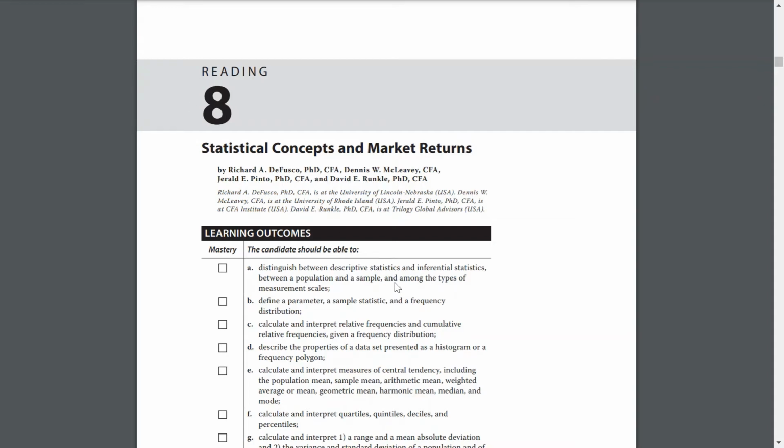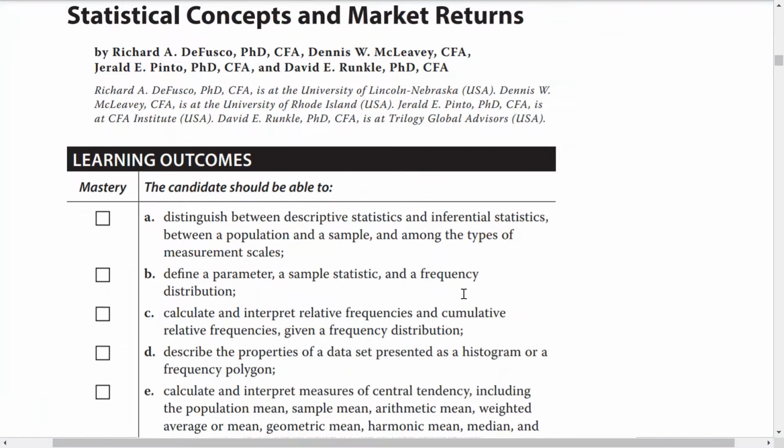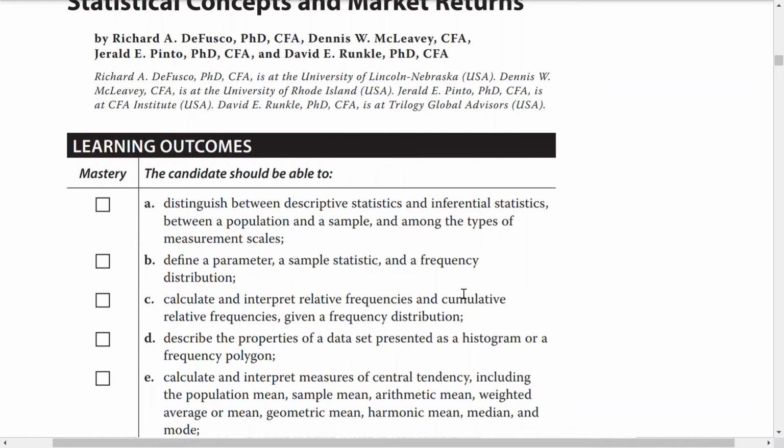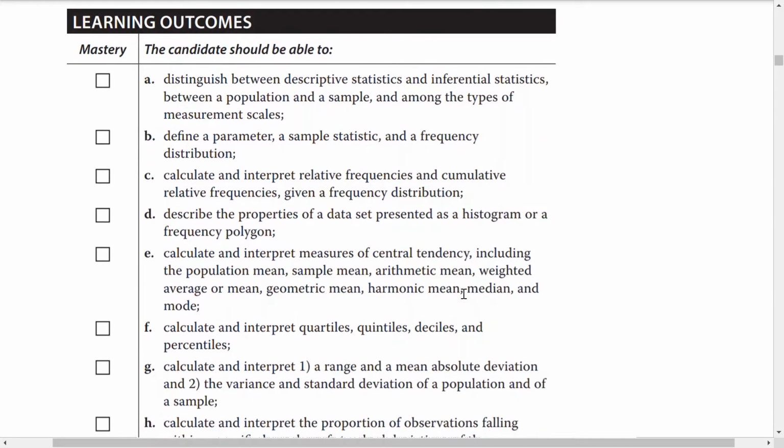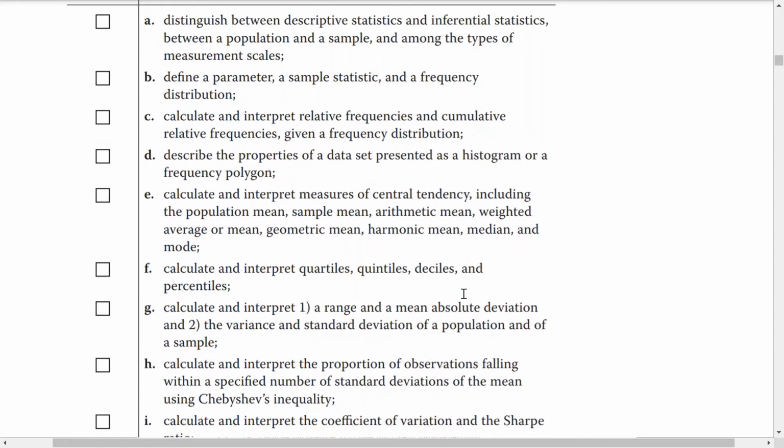Okay, CFA Level 1 Program Curriculum, Reading 8: Statistical Concepts and Market Returns. Learning outcomes: Distinguish between descriptive statistics and inferential statistics, between a population and a sample, and among the types of measurement scales. Define a parameter, a sample statistic, and a frequency distribution. Calculate and interpret relative frequencies and cumulative relative frequencies.